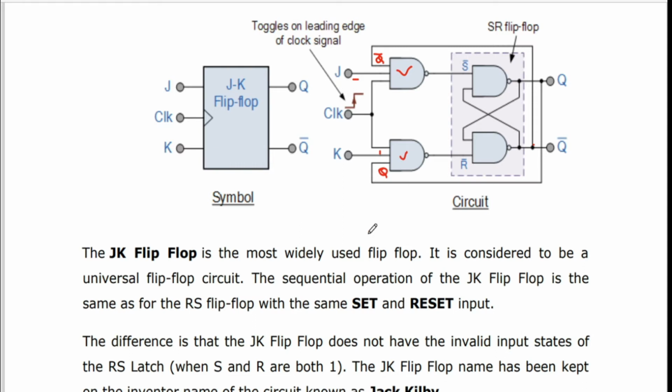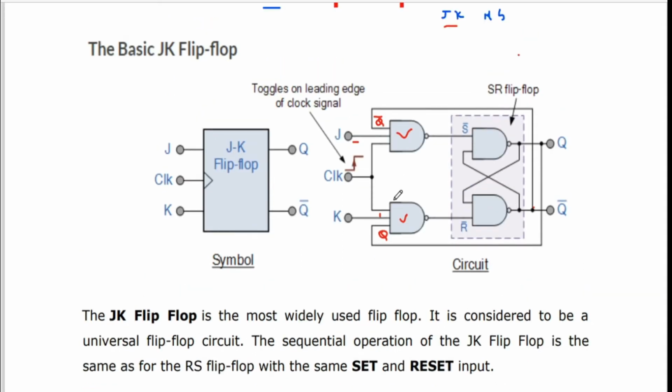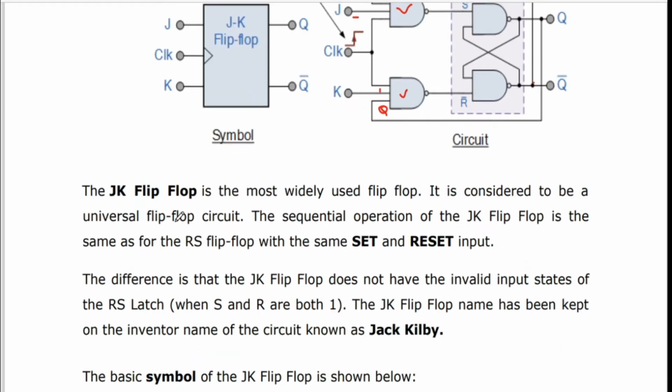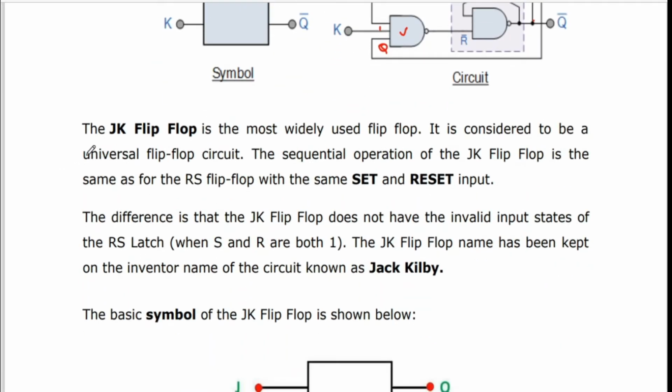So let us start. Okay, this is how the logic symbol and the logic circuit of your basic JK flip-flop looks like. It is built using your SR flip-flop, and the only modification, as I told you, students, is that we have the output Q going as an input to K, and the output Q bar going as an input to J. So basically we have three inputs at the starting point. So let us start the introduction to your JK flip-flop.